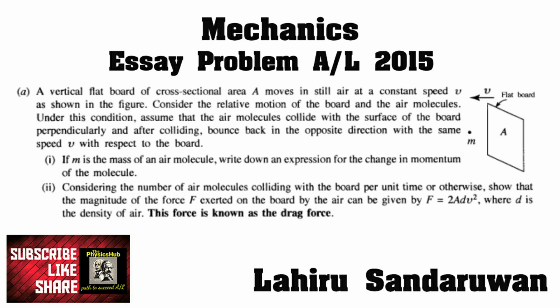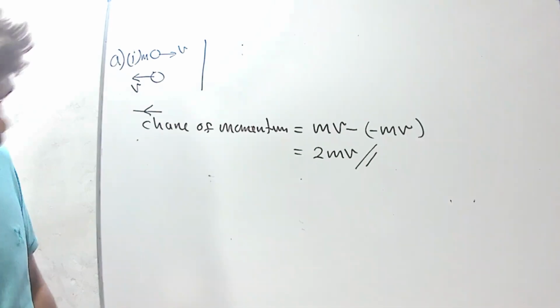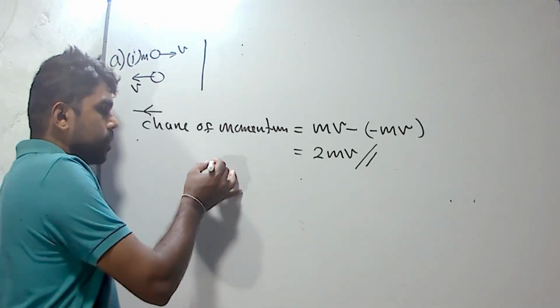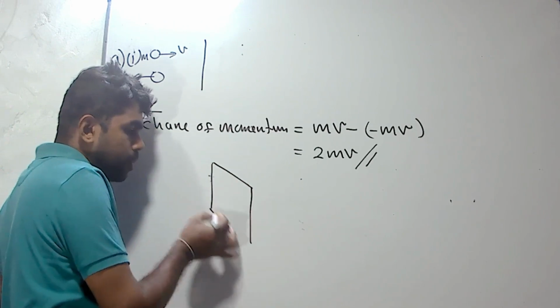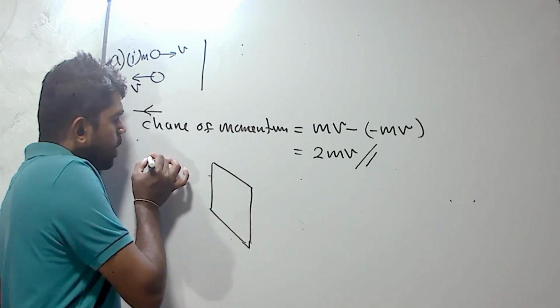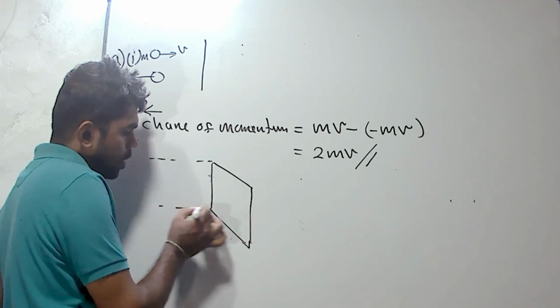Then part 2. Considering the number of air molecules colliding with the board per unit time or otherwise, show that the magnitude of force exerted on the board by air can be given by F equals 2Adv squared, where d is the density of air. The force is known as drag force. Now we can consider the air volume collided with the board within 1 second.